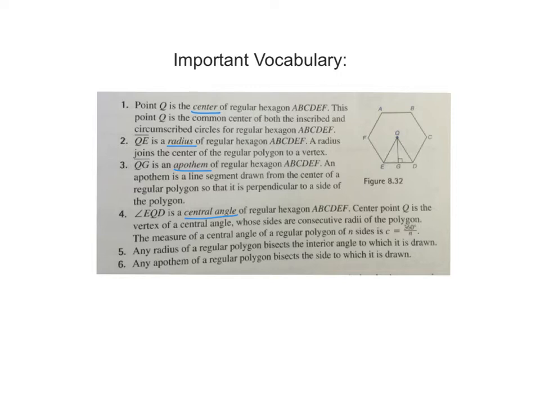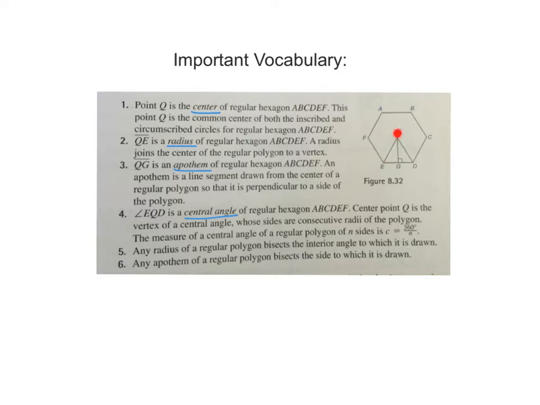QE, which is this segment over here, is the radius. The radius joins the center of the polygon to a vertex, so it goes here. QD would also be one, QC, QB, QA, QF. Now OG is the apothem. It goes from the center straight down perpendicular to that side length.